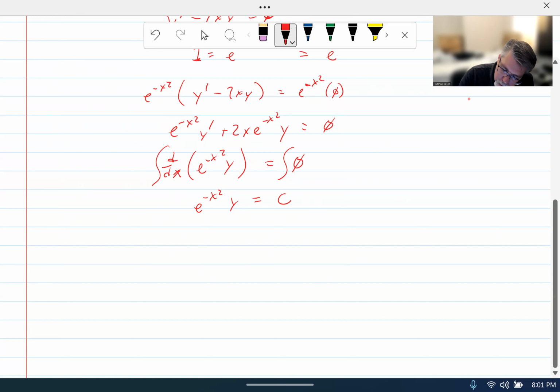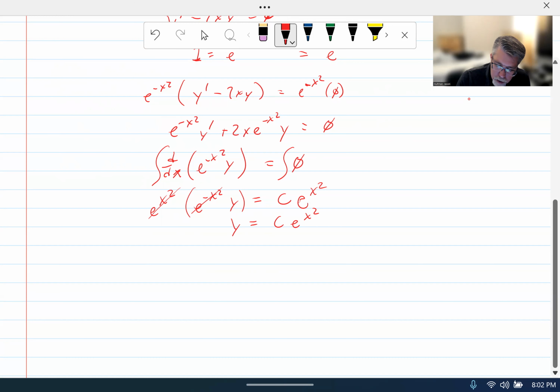Okay, and so I could then multiply by e to the positive x squared. So maybe I'll just do that. E to the positive x squared cancels that one because it adds to 0, and then it's just 1 times y. So y is equal to c e to the x squared. Okay, so that's my solution to the homogeneous linear differential equation.